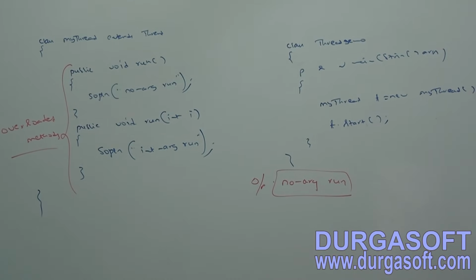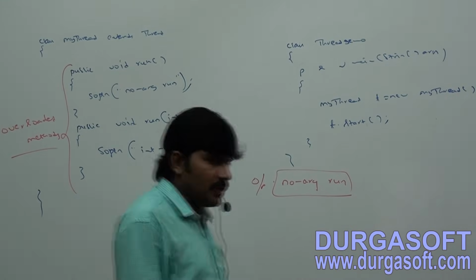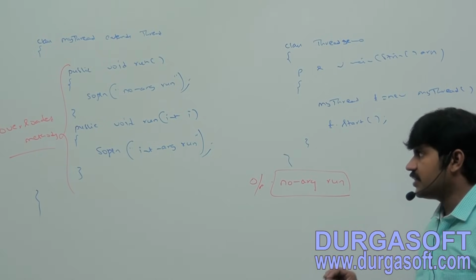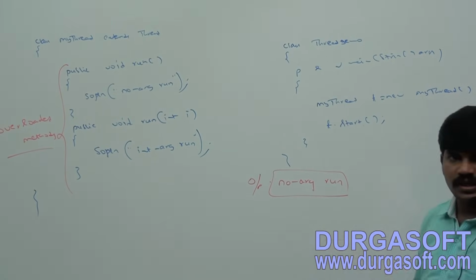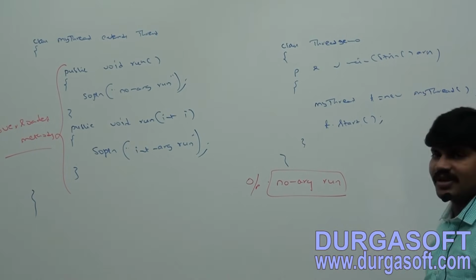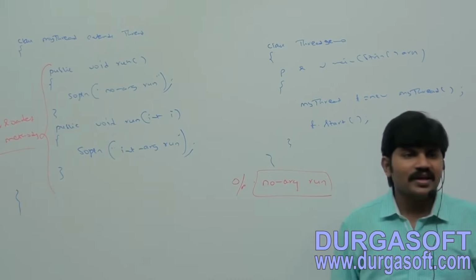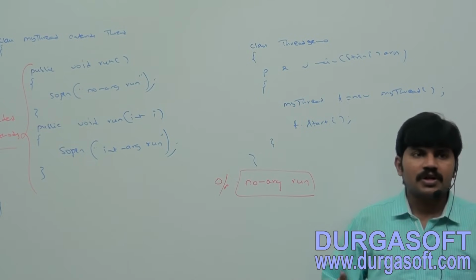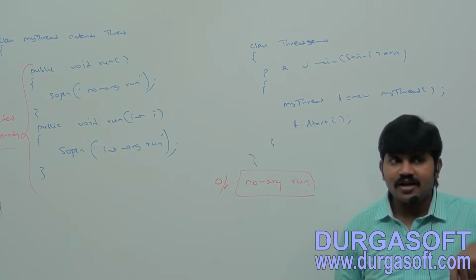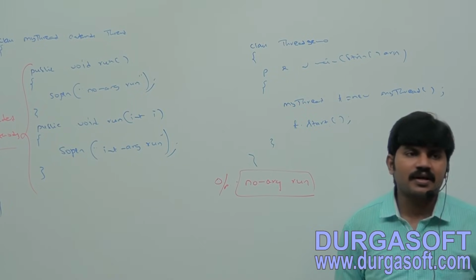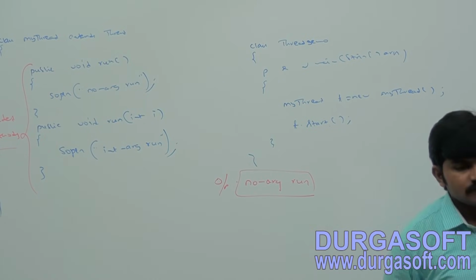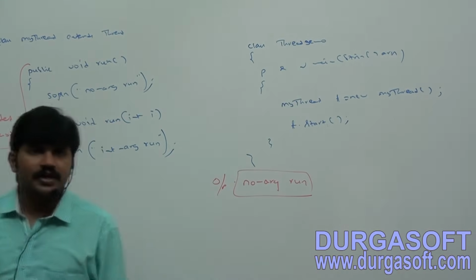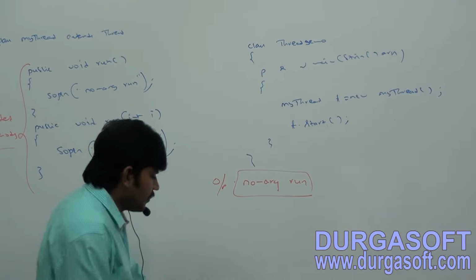So overloading of run method is possible, but the JVM thread class start method always calls the no argument run method only. The same point we covered somewhere, have you remembered? Overloading of main method is possible, but JVM always calls the string array argument main method only. Even the other methods will become normal methods. Same rule is applicable here.